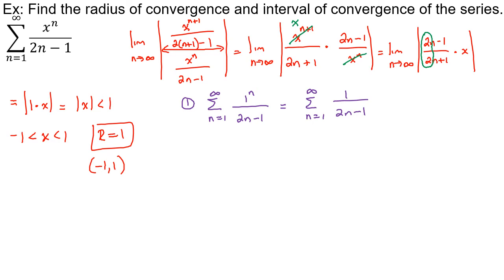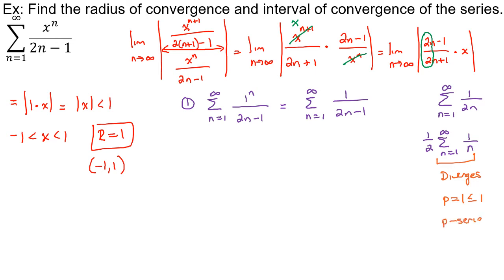We haven't done a comparison test in a while. So if I compare this, I'll compare it to 1 over 2n. The 1 over 2 could come out in front, and I'm left with 1 over n. I know 1 over n, this part right here, that diverges. That's a p-series where p is 1, and p is less than or equal to 1, so it diverges because it is a p-series. The multiplying by 1/2 doesn't do a whole lot with the diverging part.